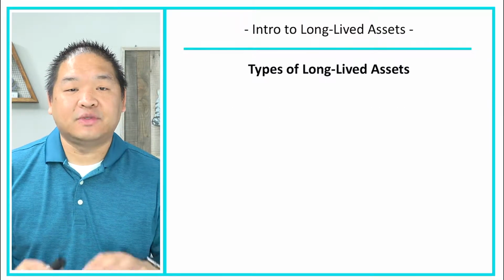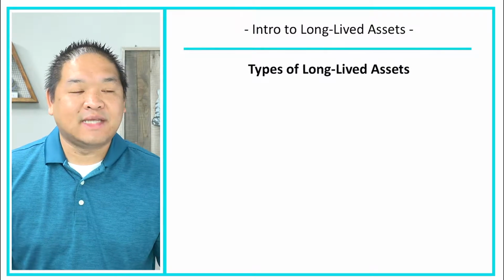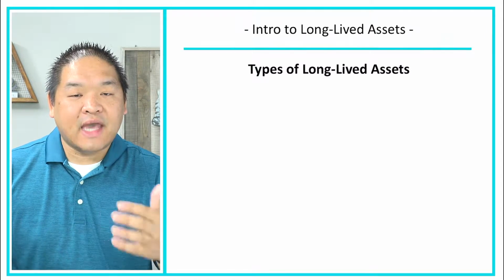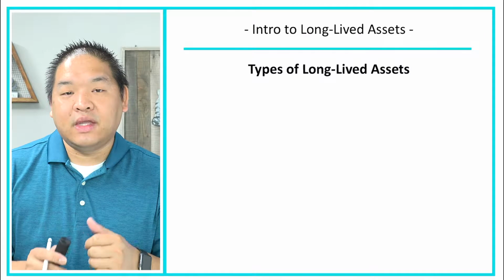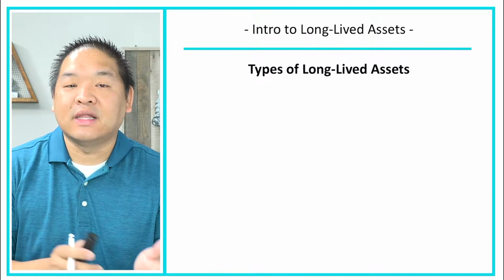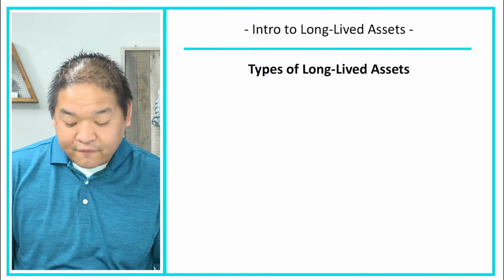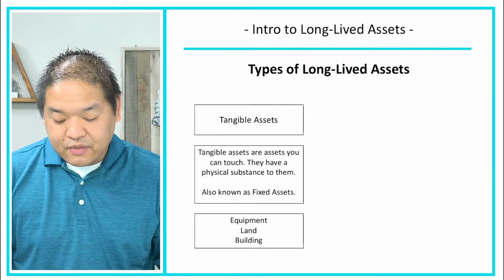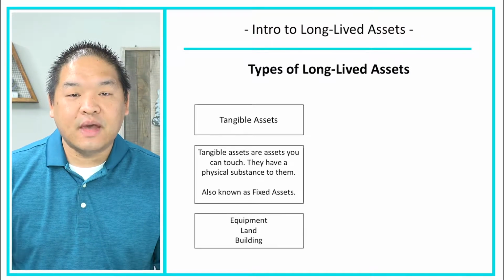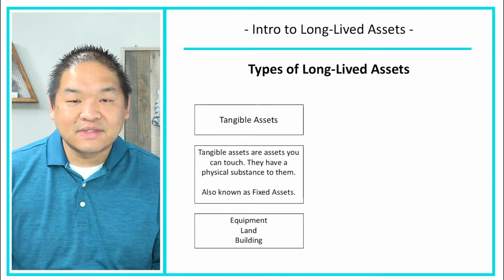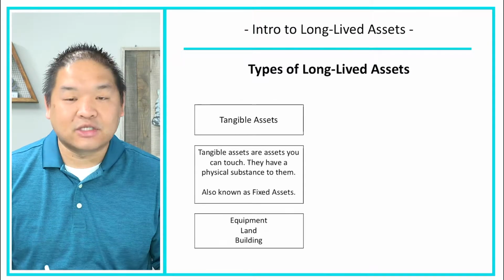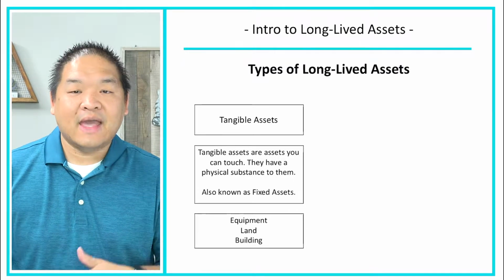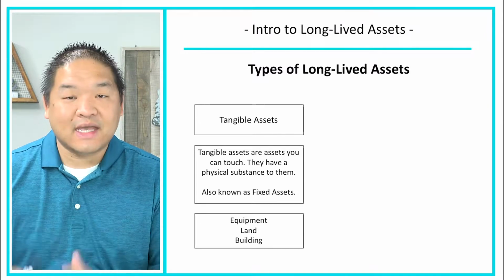Now, we have 3 categories of long-lived assets that we can put all of these assets into. Helping you understand these categories is important because we sometimes treat the financial aspect a little bit differently for each of the 3. The first one is tangible assets. Tangible assets are assets that you can actually physically touch. They have a physical substance to them. They're also known as fixed assets. Examples of fixed assets would include equipment, land, as well as buildings.